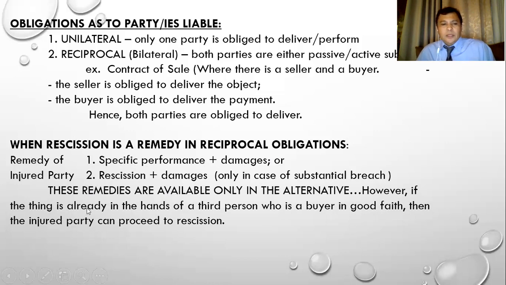However, if the thing is already in the hands of a third person, so meaning the buyer has already sold it to another person who is a buyer in good faith. Let's say, for example, the seller has delivered the object to the buyer, and then the buyer has already sold it to another person. So the object is in the hands of a third person. Then the seller can no longer demand specific performance. So he will proceed to rescission. That's remedy number two.